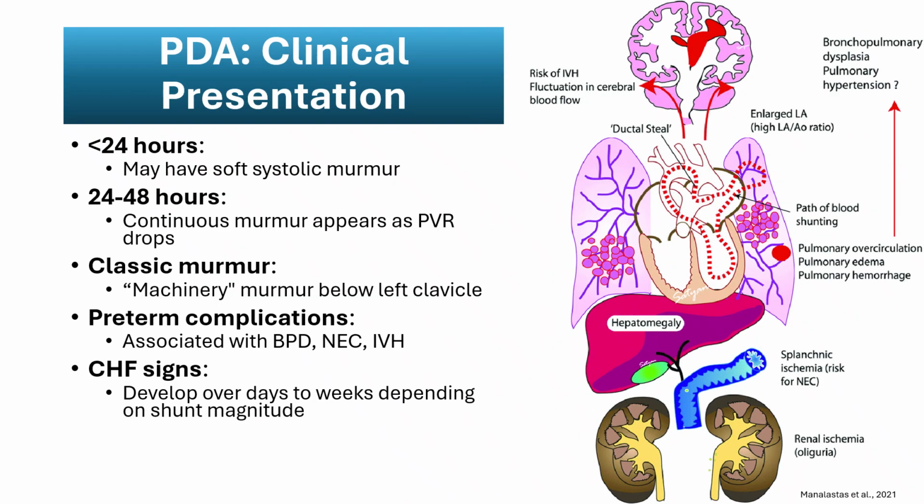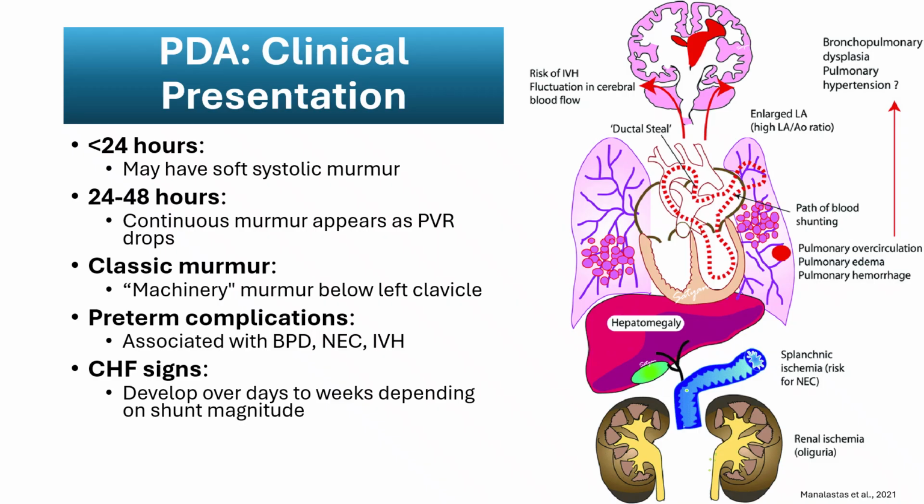In the first day of life, a patent ductus arteriosus may be subtle. The only clue can be a soft systolic murmur, as the ductus still behaves like a transitional structure. By 24 to 48 hours, pulmonary vascular resistance falls, flow across the ductus increases, and the continuous murmur becomes apparent. The classic description is a machinery-like sound heard best below the left clavicle with radiation to the back. In preterm infants, the consequences go well beyond the murmur.